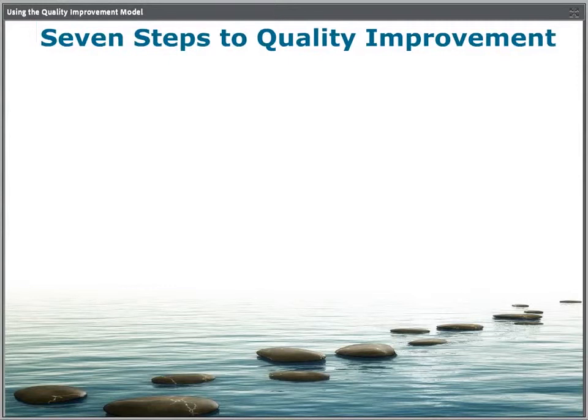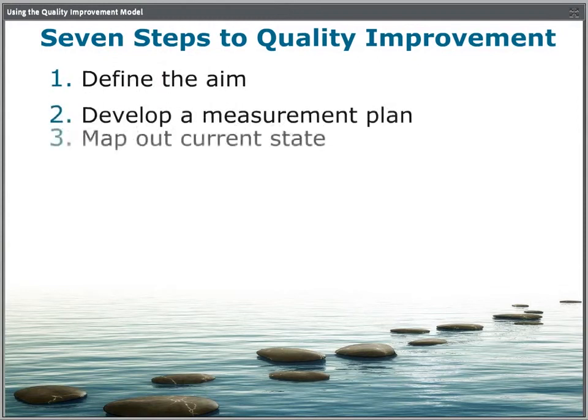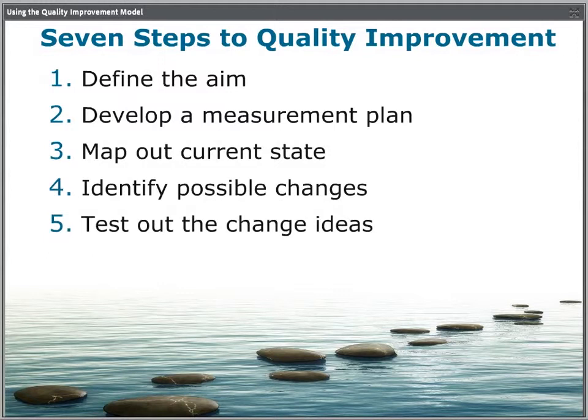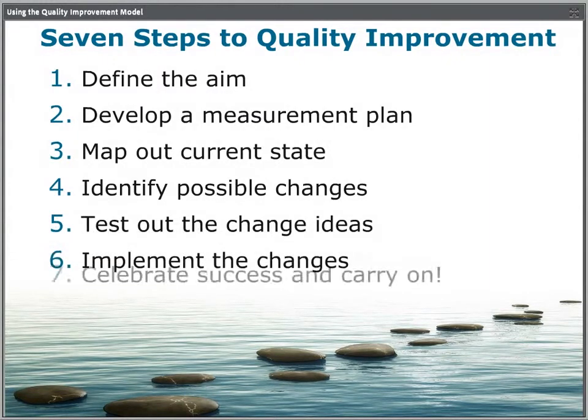So just to wrap up, we talked about the Quality Improvement Framework, which is the model for improvement from the Institute for Healthcare Improvement. And we also went through 7 steps to quality improvement, and that was defining your aim, developing a measurement plan, mapping out the current state to understand it a little better, and to help identify those possible changes. Then we test out those change ideas and we implement them. And then we celebrate our success and we carry on.